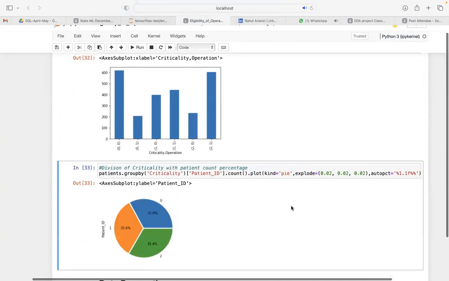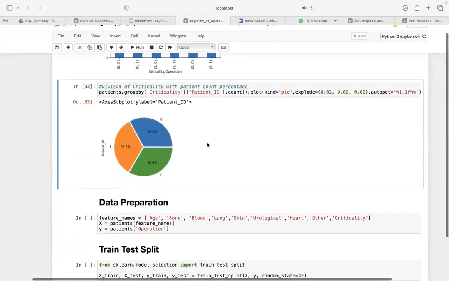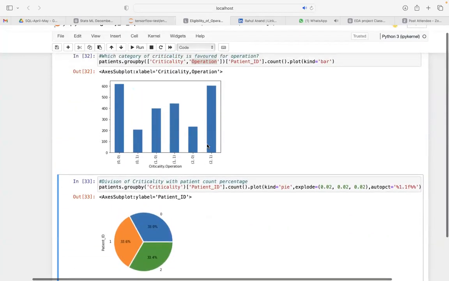Now, if you want to get the number of patient IDs by level of criticality, that's level 1, level 2, level 3. Basically it says almost 33% in each: 33.6, 33.4. So the data is very much balanced in terms of level of criticality of the patients. This information can also be shared.